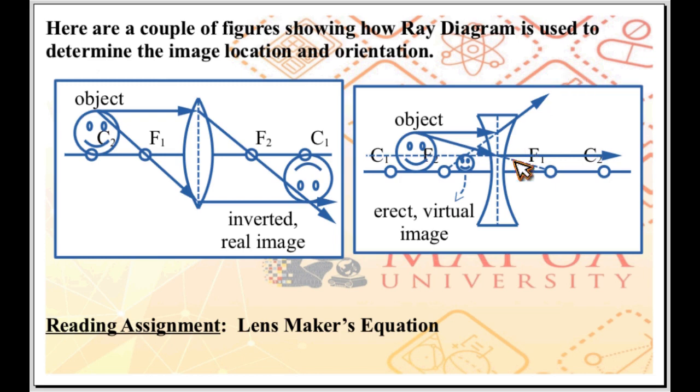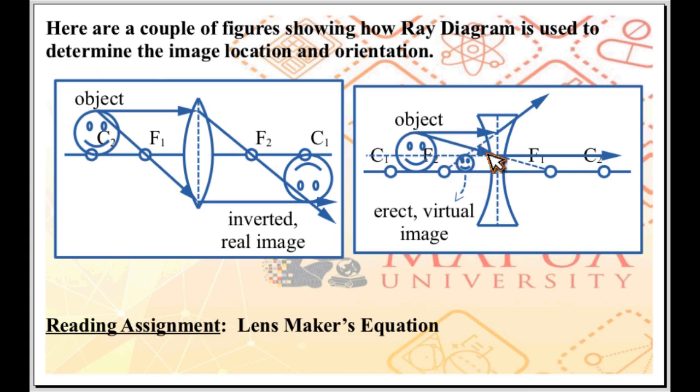They do not intersect, meaning no image on this side of the lens. If we trace back the refracted light rays, the trace back lines will intersect at this point. There is an image formed at this point. Do the same thing for each point on the object. You will be able to form the image.